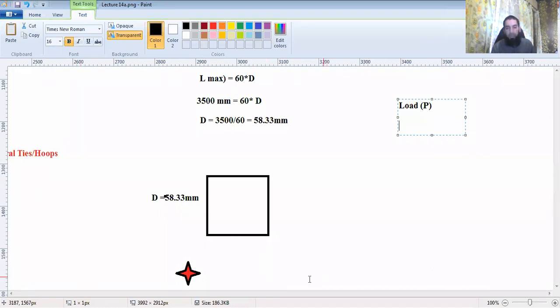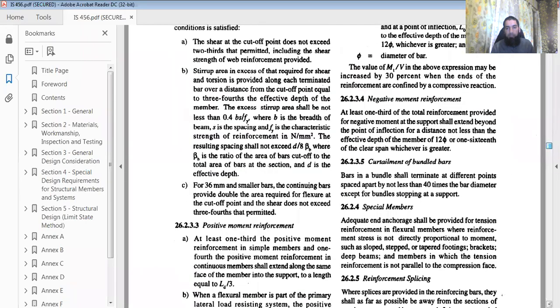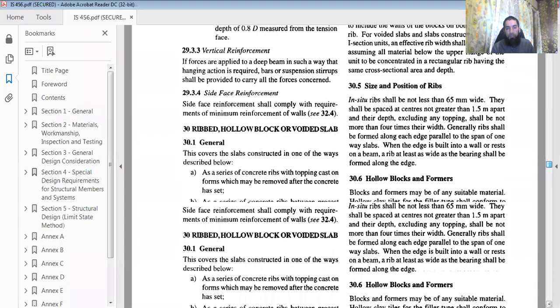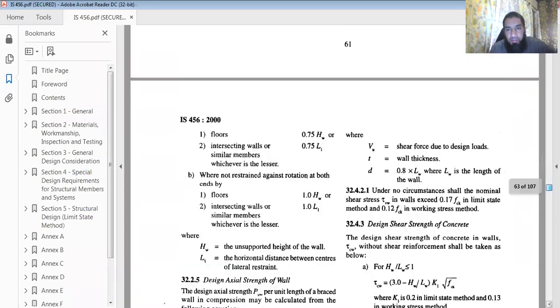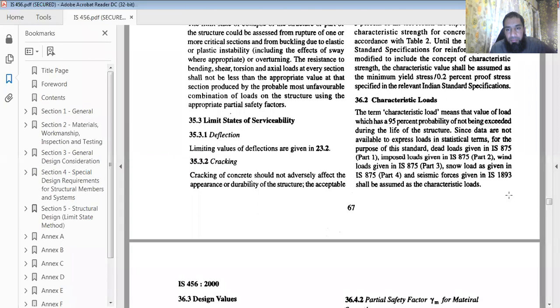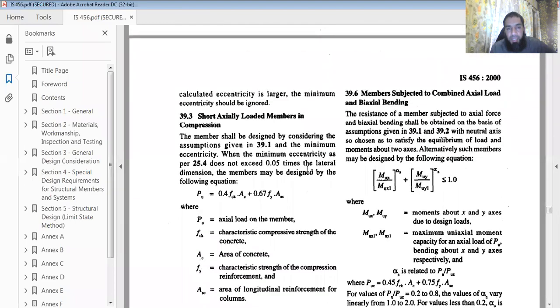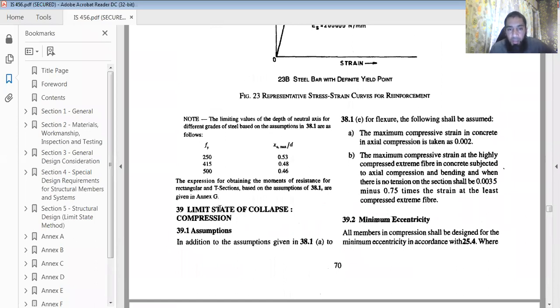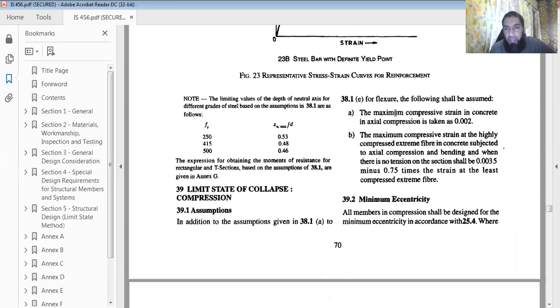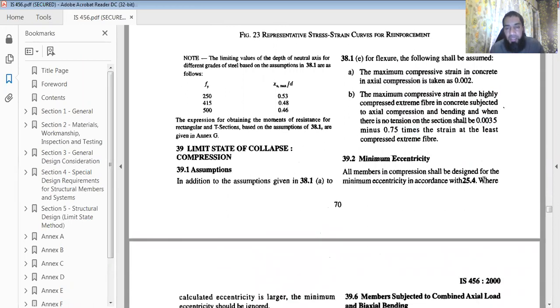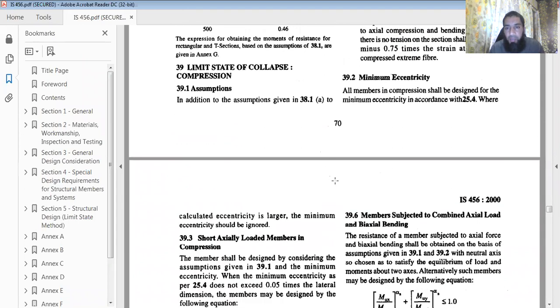Now, how would you first of all calculate the dimension of the column as per the load? Now that's given in the code. Now, limit state of collapse, which we are implementing here, the maximum compressive strain is 0.002, and the maximum compressive strain at highly compressed extreme fiber in concrete subject to axial compression and bending, when it's also undergoing bending through buckling, then it's 0.0035 minus 0.75 times the strain at least. Not going into that in detail right now. Minimum eccentricity we have already discussed.